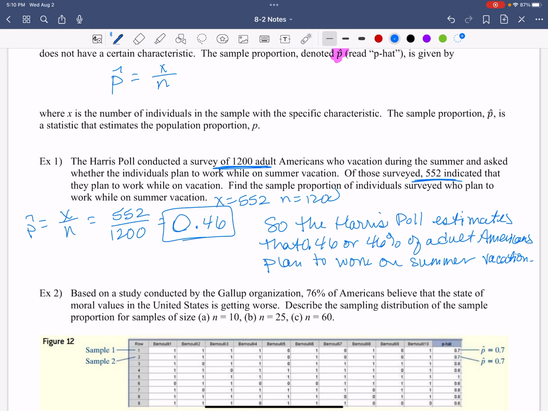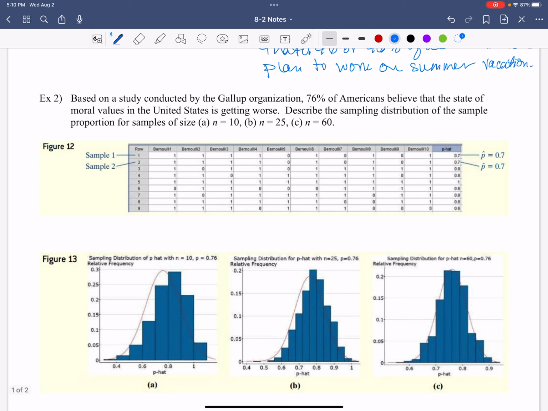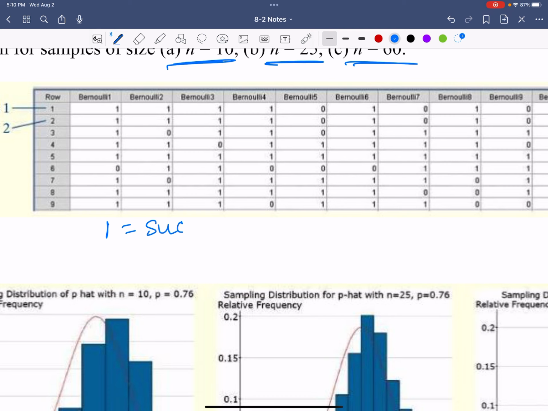All right, so let's look at this next one. Based on a study conducted by the Gallup organization, 76% of Americans believe that the state of moral values in the U.S. is getting worse. So describe the sampling distribution of the sample proportion for n is 10, 25, and 60. All right. So here is this setup: 1 is equal to success. I don't know if you can even see that. There's ones and zeros. 0 is failure.